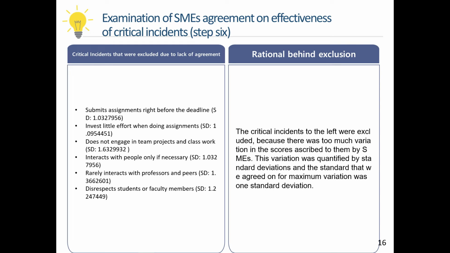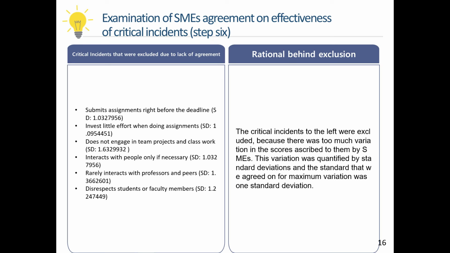Now, the CIs that we removed were: submits assignment right before deadline, invests little effort when doing assignments, does not engage in team projects and classwork, interacts with people only if necessary, rarely interacts with professors and peers, and disrespects students or faculty members. After much consideration, we decided to discard any CI with a standard deviation greater than 1. This cutoff point was ultimately arbitrary. It wasn't based on some sort of advanced, arcane statistical knowledge.